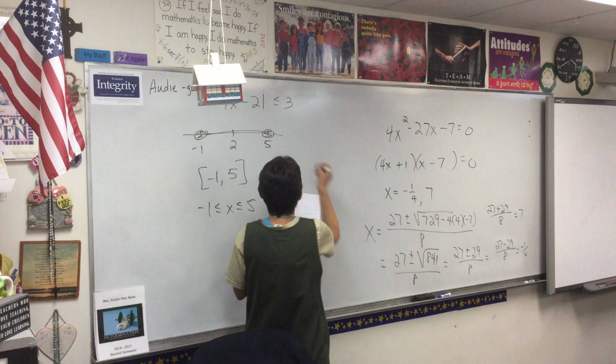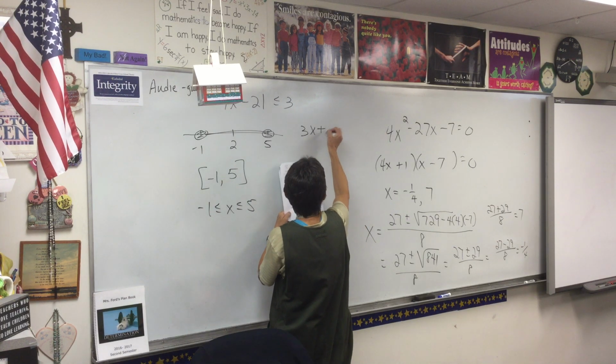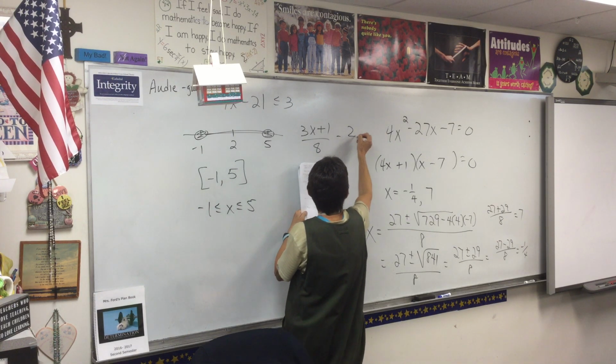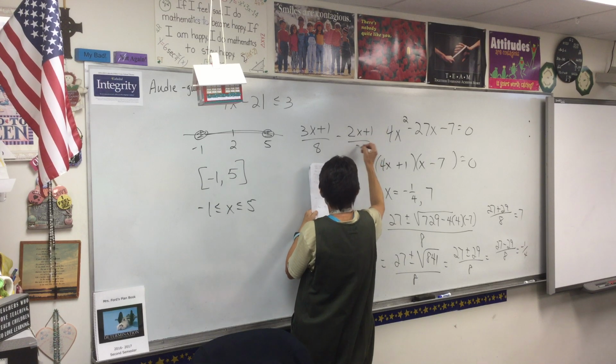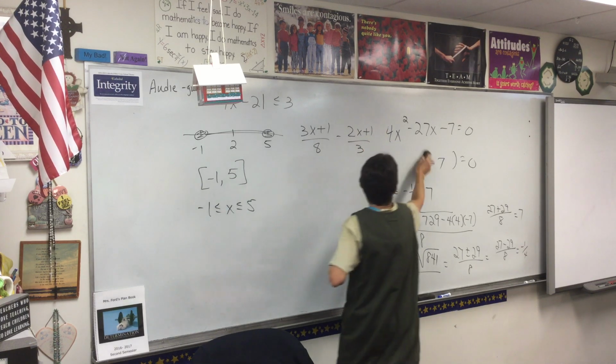Okay, what about C? So what I did is that, multiply by 24 in between the odds.